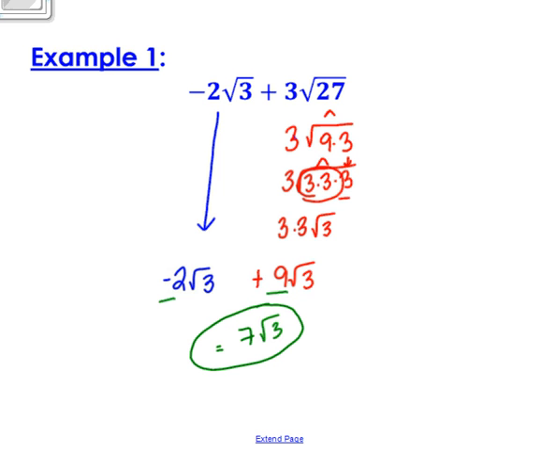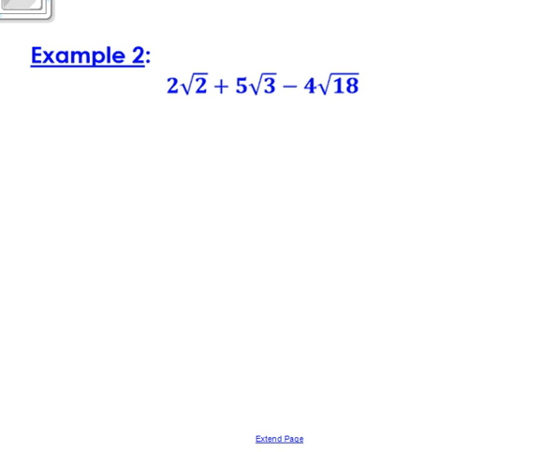Let's try one more example. Right now when you're looking at example 2, it looks like none of these match. But let's break them down to make sure. So 2 square root of 2, I can't break that down. 5 square root of 3, I can't break that down. 4 square root of 18, I can break that down. So that's what I'm going to do.